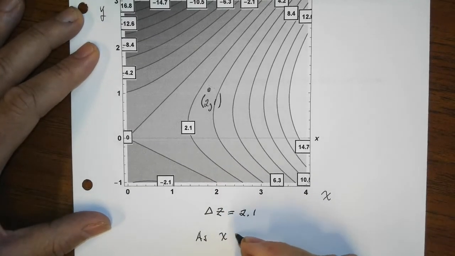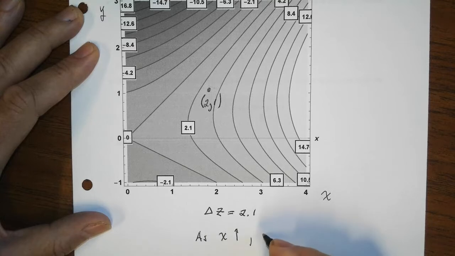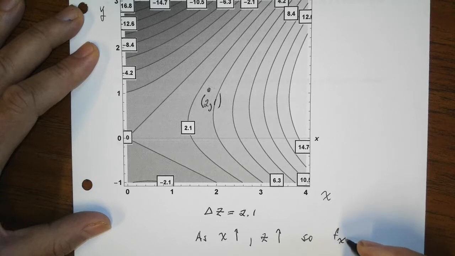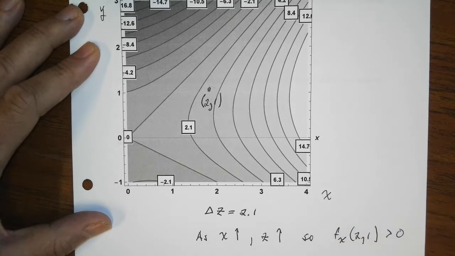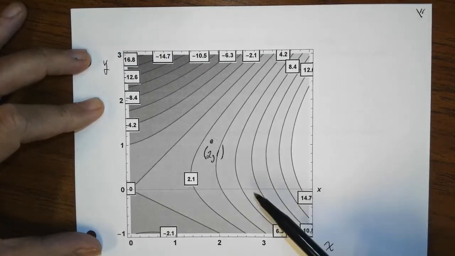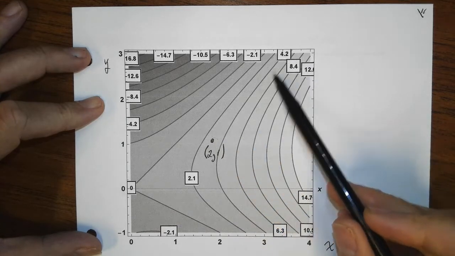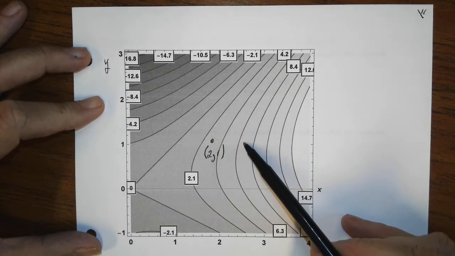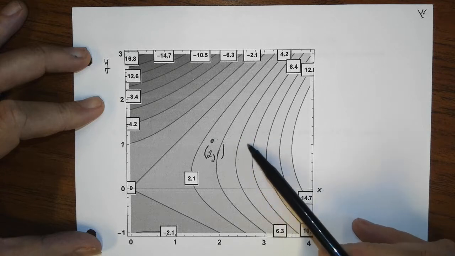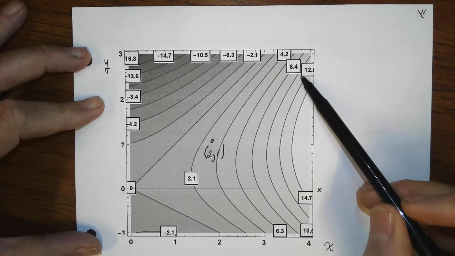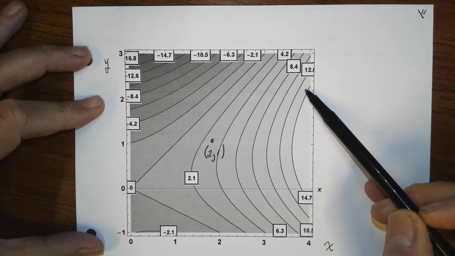As x increases, z increases as well. So that suggests that the partial of f with respect to x at 2, 1 is positive. Okay, and we can see that if we look at the contours. And you might want to just pause for a moment. You take a look at the labels, you can see that x is increasing if we move in that direction: 4.2, 8.4, 12 point something.